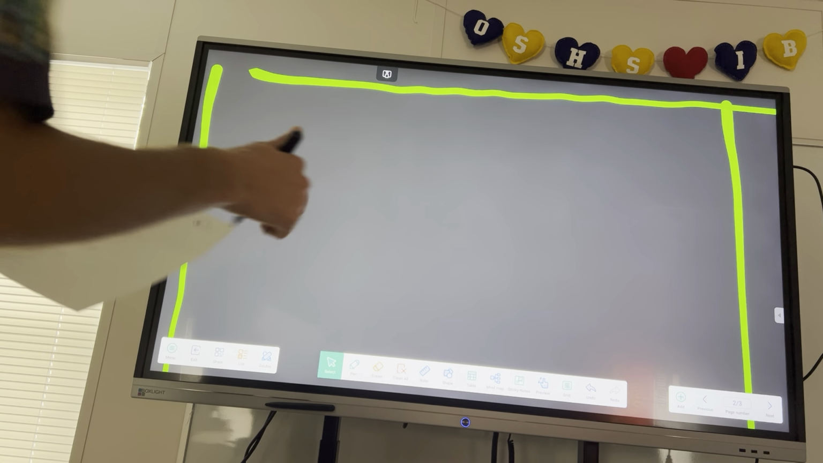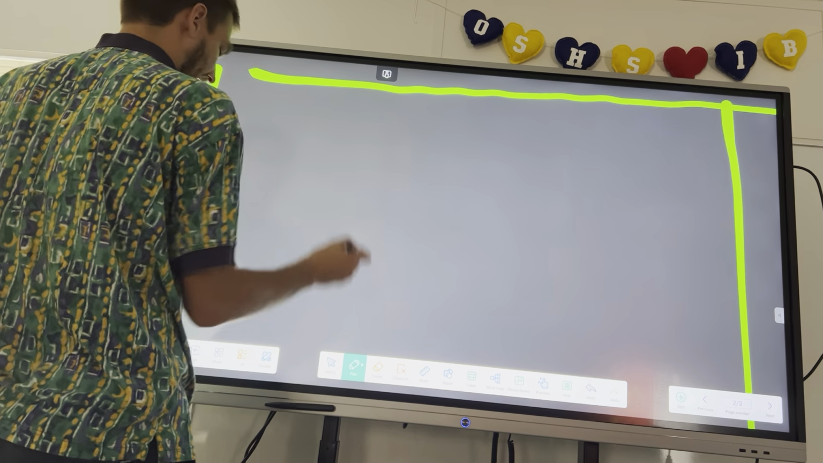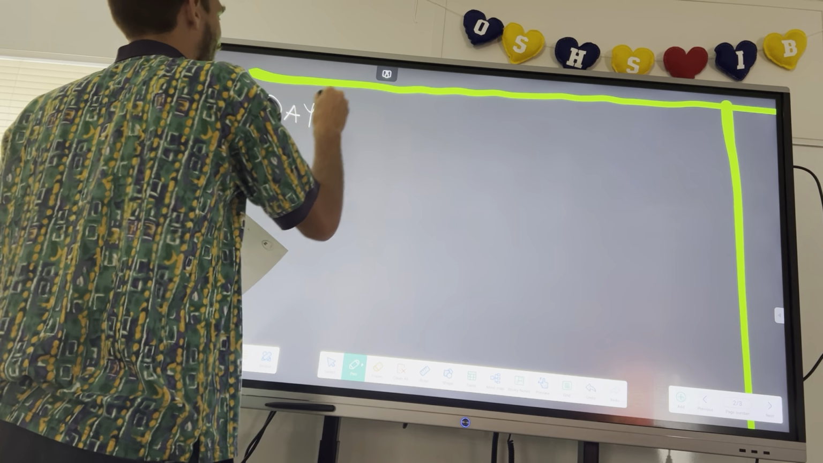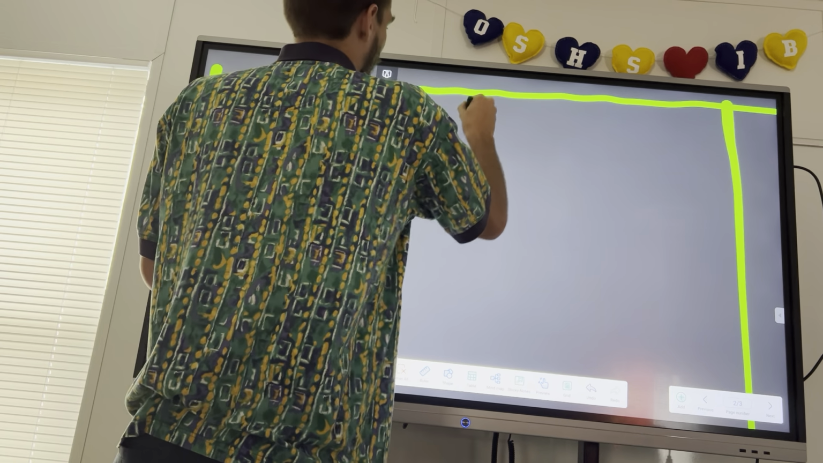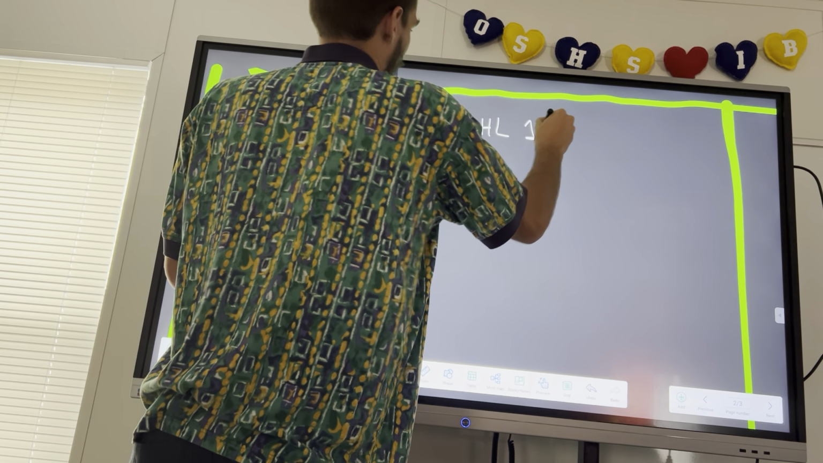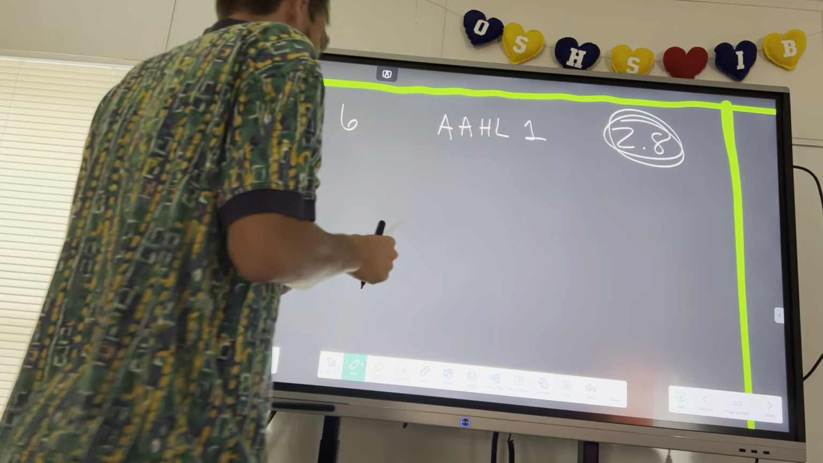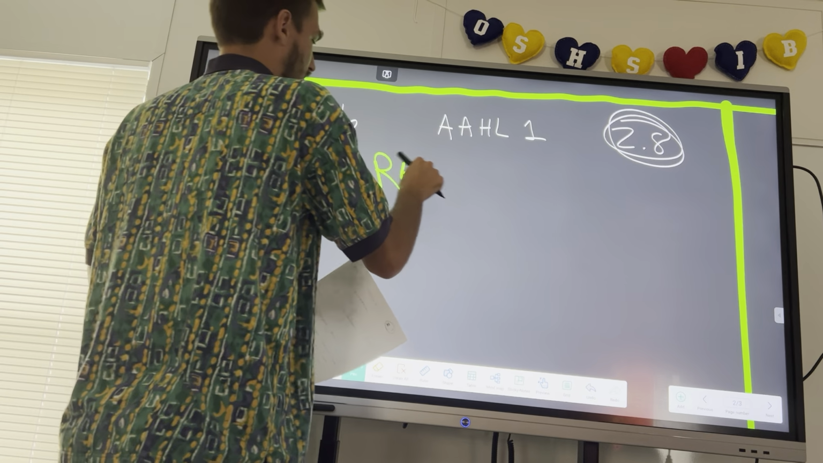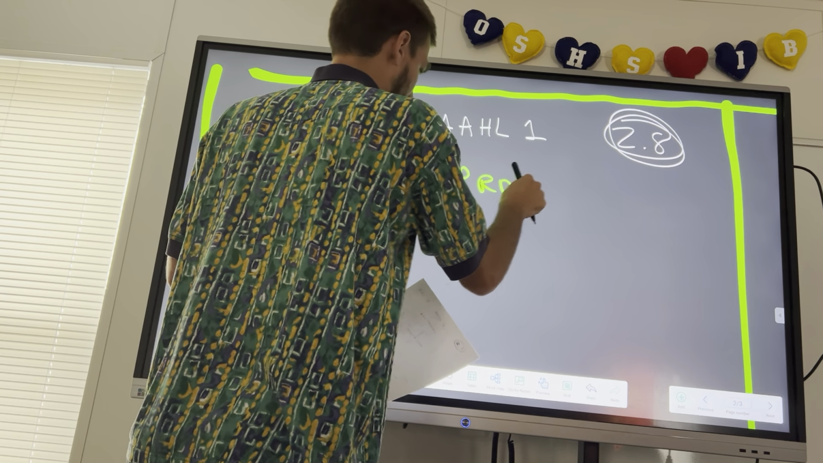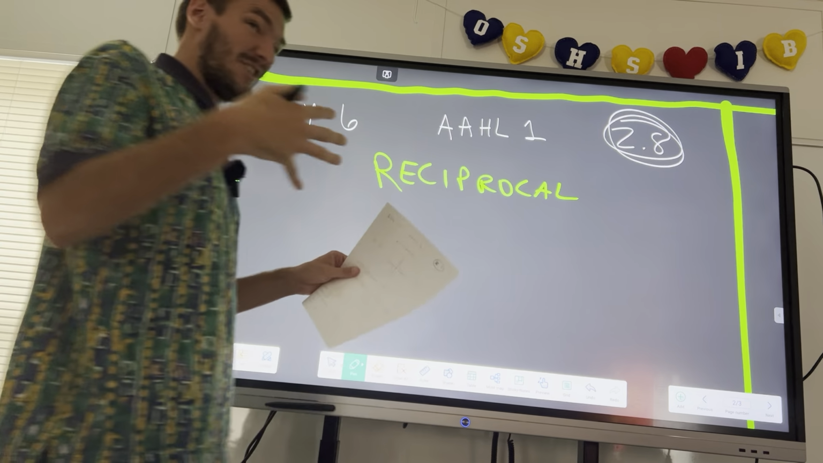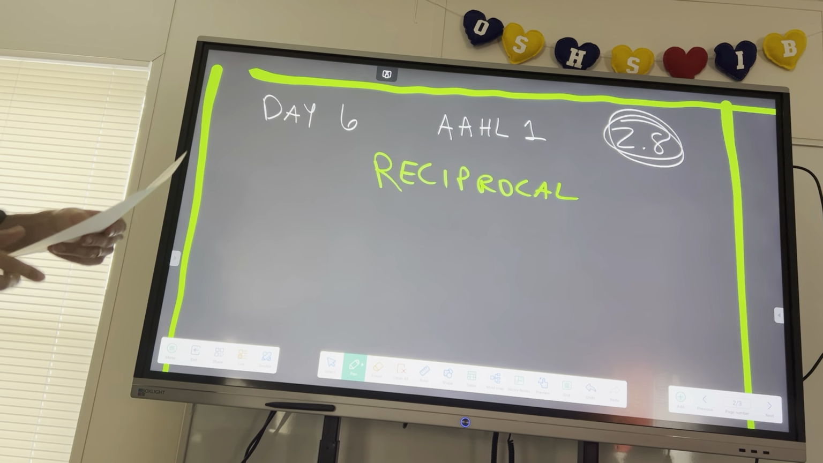All right, we're gonna get started on day six. I do that every time. We're gonna get started on day six notes. We're gonna be going over 2.8 today, which is a lot of work with the reciprocal function or the reciprocal family.